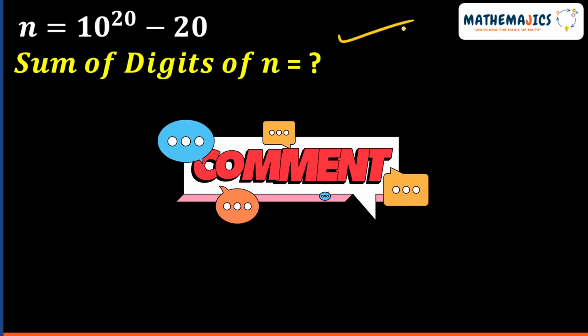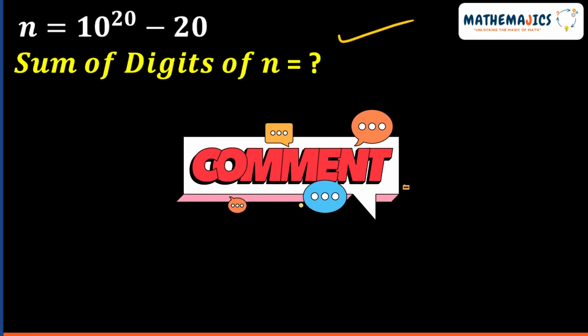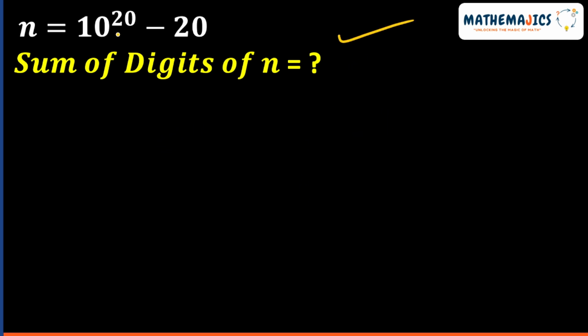We have this very interesting question from numbers. So let's see how to solve this. We are given a variable n which is equal to 10 raised to power 20 minus 20. We need to find the sum of digits of n.